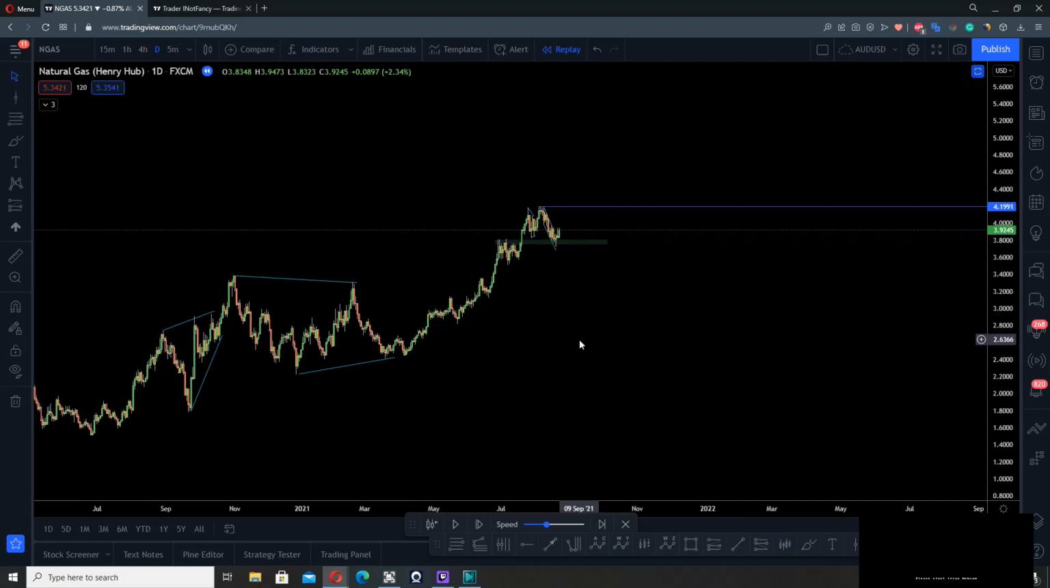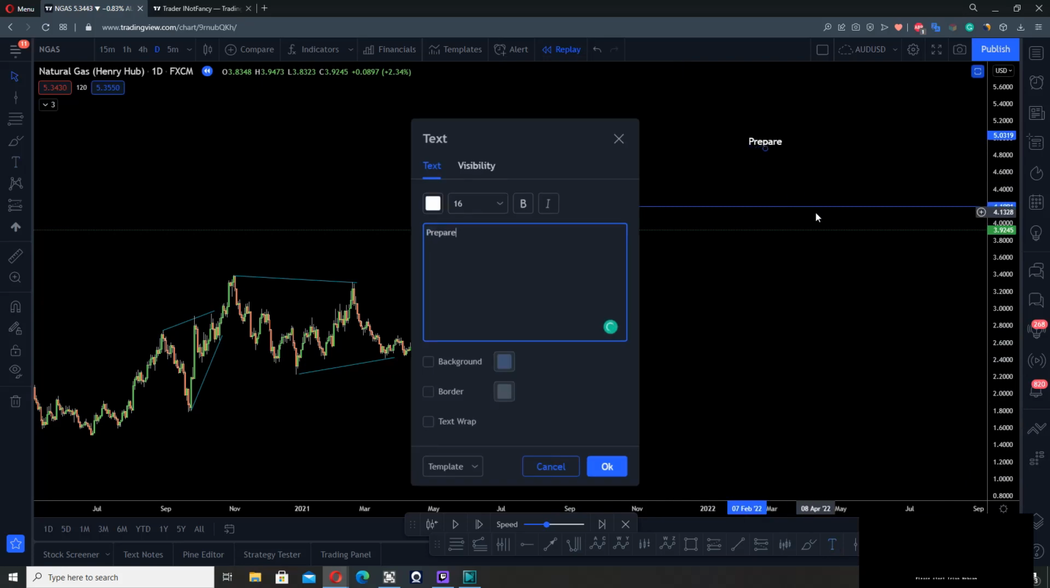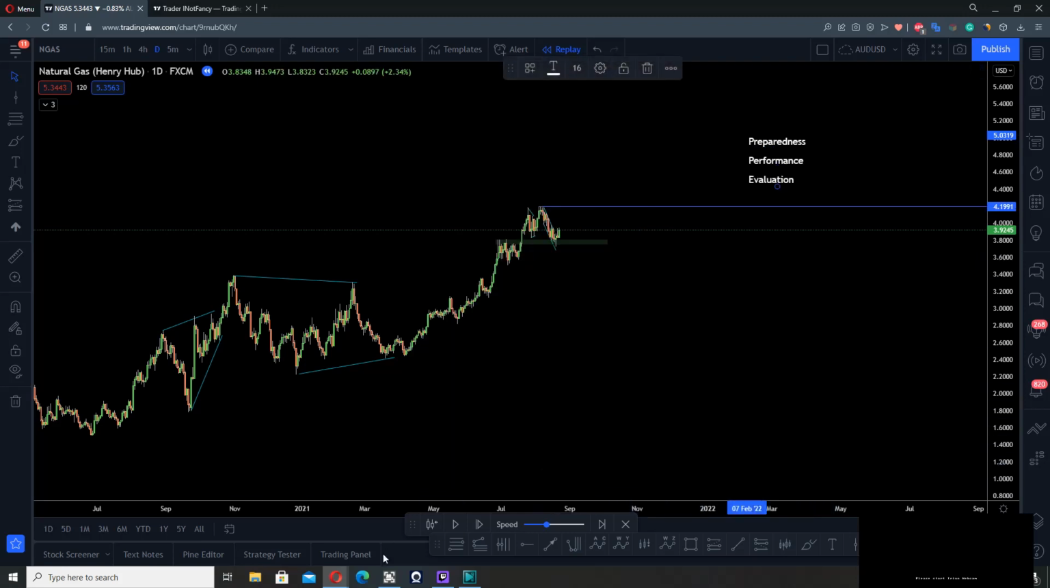So, my approach revolves around three main categories, which are preparedness, performance, and evaluation. And within these categories, there are a lot of steps that I take to frame and understand the trade and how I trade. The first step is preparedness.